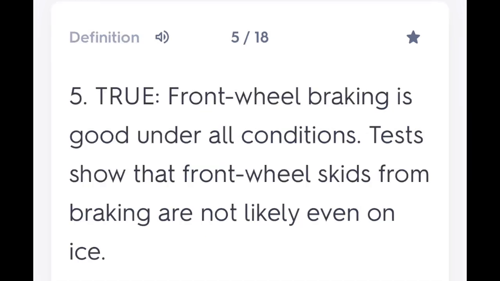Question 5 of subsection 5.1. Front wheel brakes are good under all conditions. True or false? True. Front wheel braking is good under all conditions. Tests show that front wheel skids from braking are not likely even on ice.